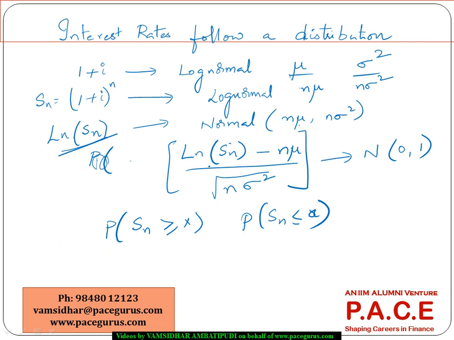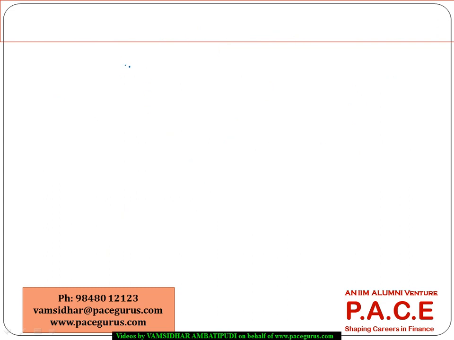But sometimes what could happen is, for the interest rates, see, we also know, if at all we don't have these values, we also know that if 1 plus i is following a log normal distribution, then the expected value of 1 plus i can be obtained as e to the power mu plus half sigma squared, and similarly the variance of 1 plus i can be obtained as e to the power 2 mu plus sigma squared.